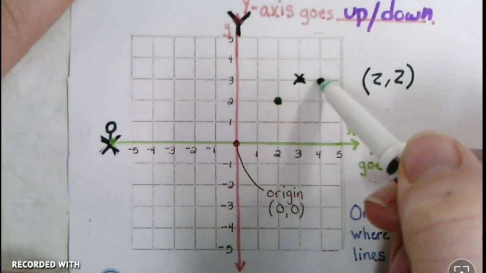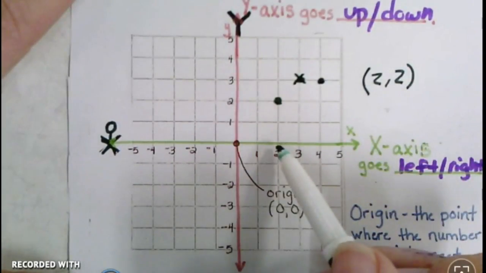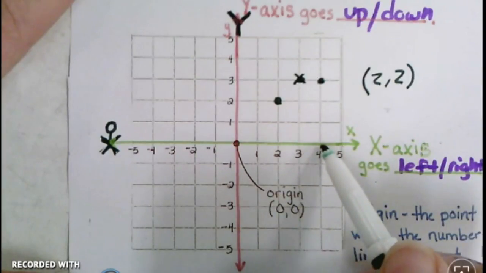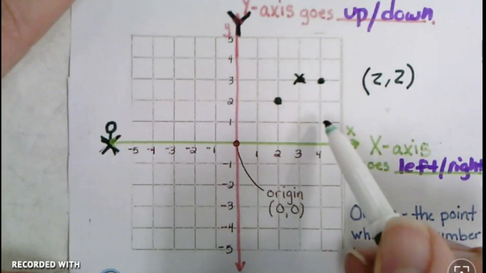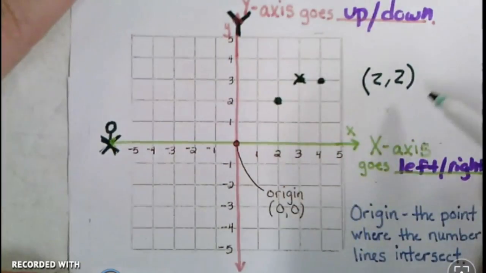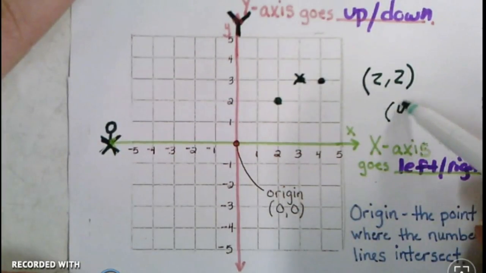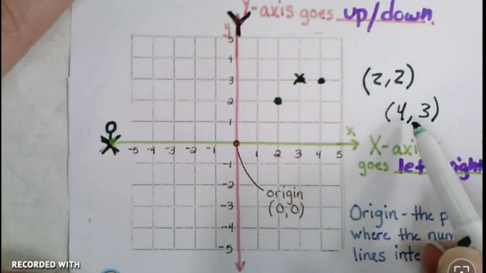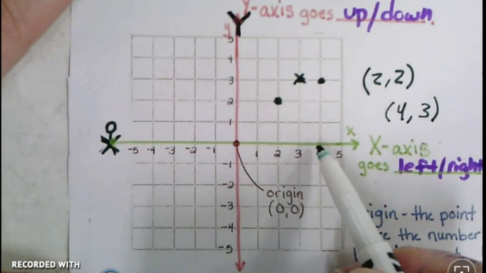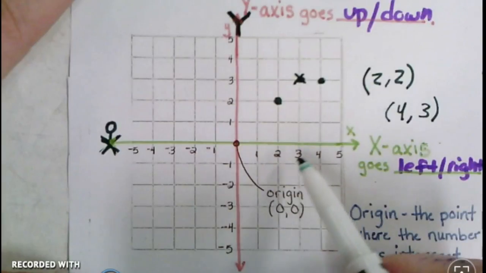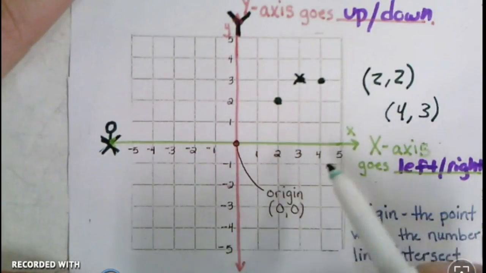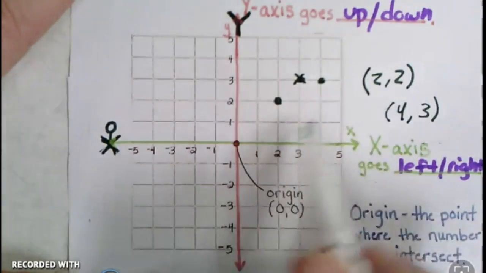Let's go here. I would run 1, 2, 3, 4 places, and then I would go up 1, 2, 3 places. That would be shown with a 4 and then a 3, because the x is how far I ran, and then the y is how far I went up. All right, but I'm not always going to be in this quadrant.